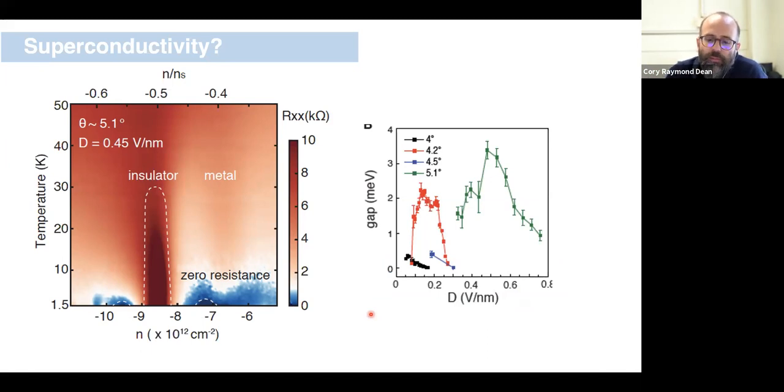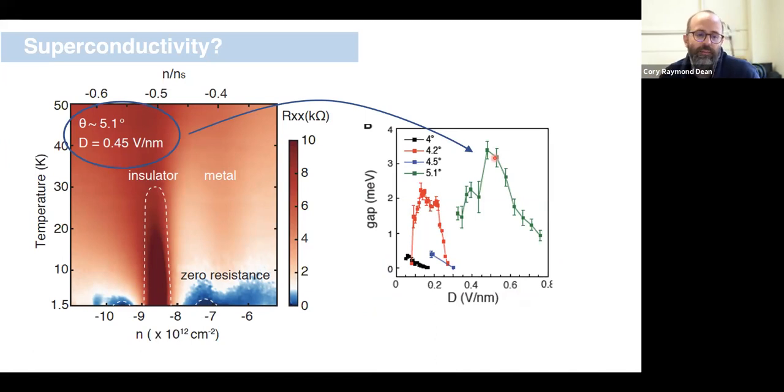And what I noted before is that around 5 degrees is where we see the maximal magnitude of the Mott gap. So that seems suggestive because it suggests that where we see a state that might be a superconductor, it seems to be stabilized when the Mott gap is also strongest.